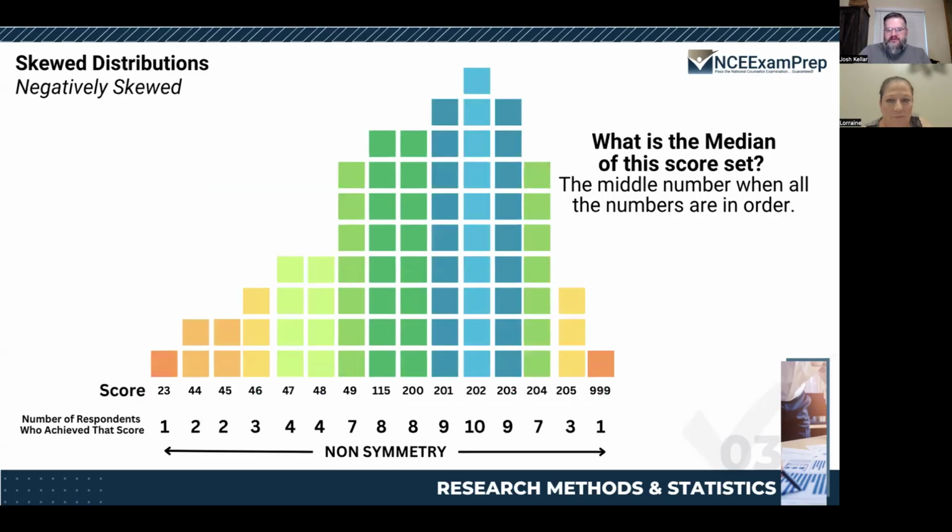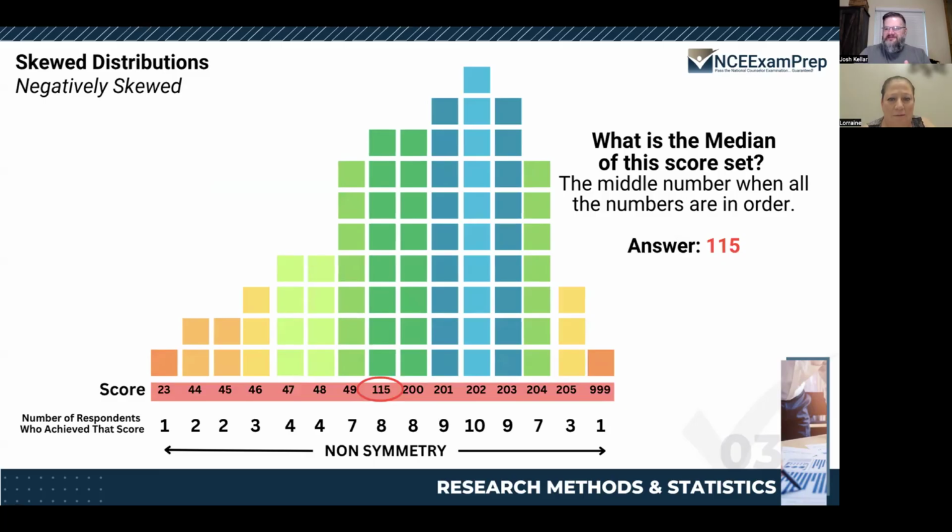Let's do one that's a little bit different now. What is the median of this score set? We've got a different set of numbers here. Which one's in the middle? 115. It's still 115, right? Even though we've got such a wide variety. We've got 999 as the top score and 23 as the bottom score.